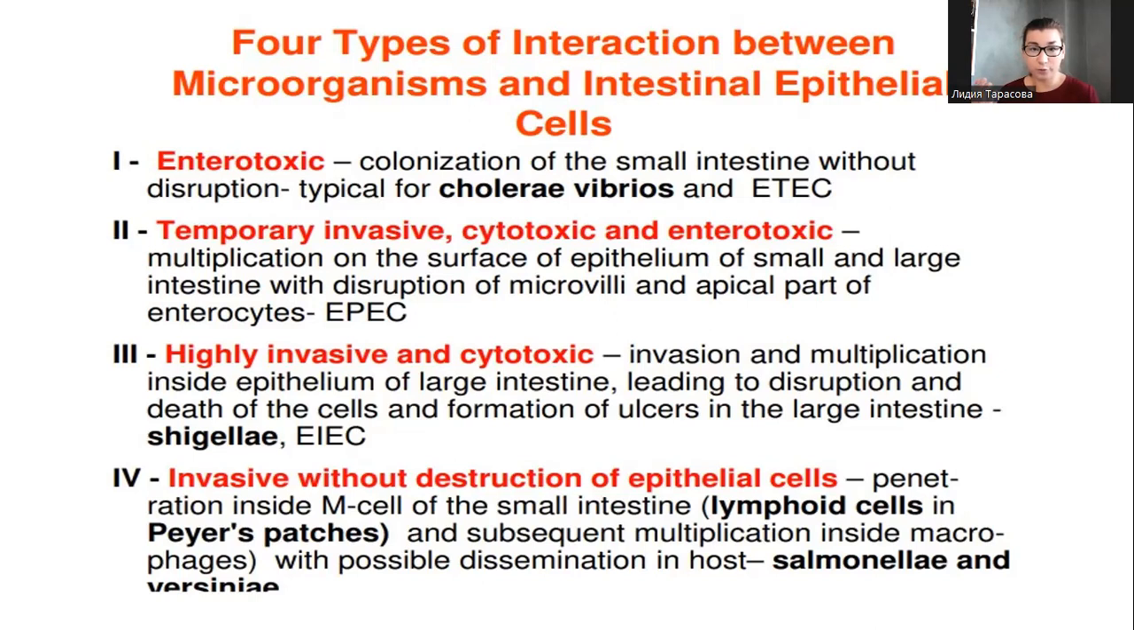So, four types of interaction. First, to produce an enterotoxin. Second, to multiply, to destroy the surface and to destroy the microvilli. Third, invasion of the cell, destroying the cell of the intestine, cell death, causing ulcers. And fourth, a high invasive possibility: dissemination into the blood and other organs. Next.